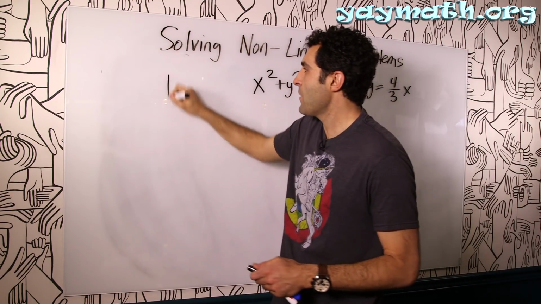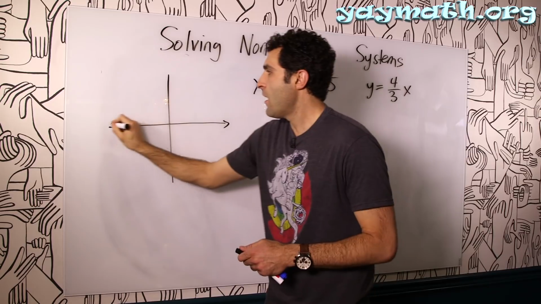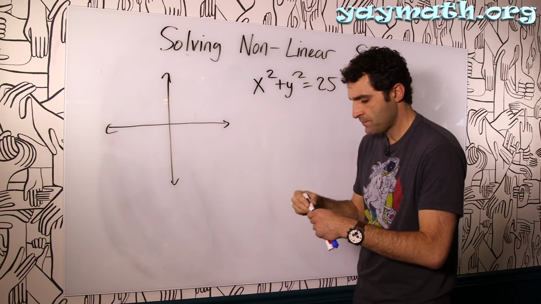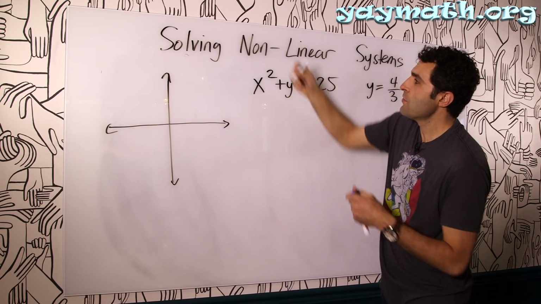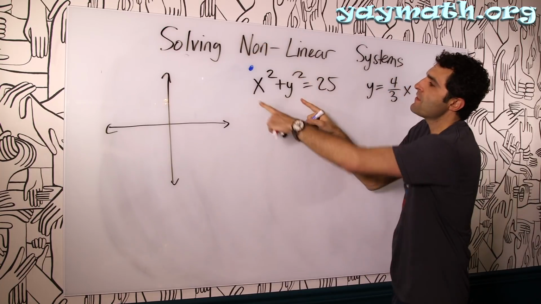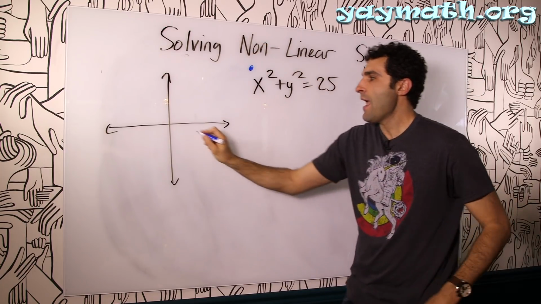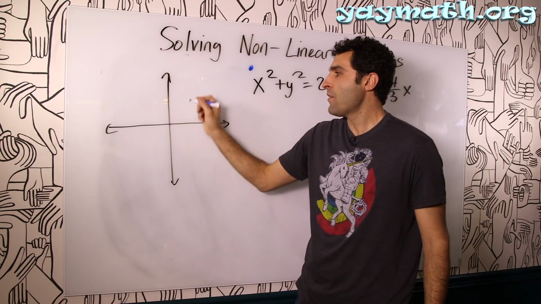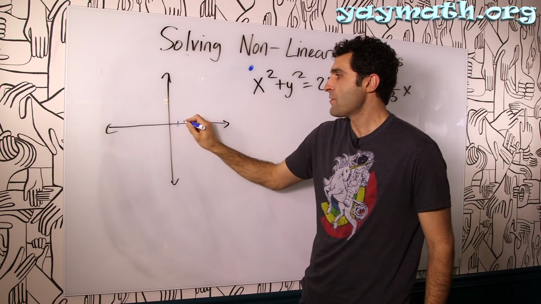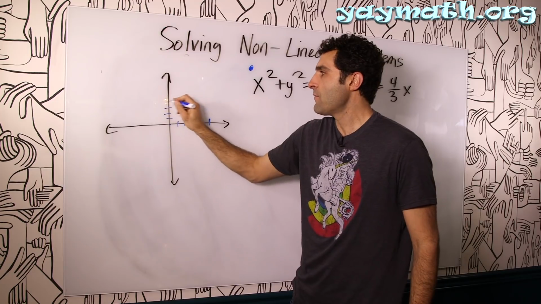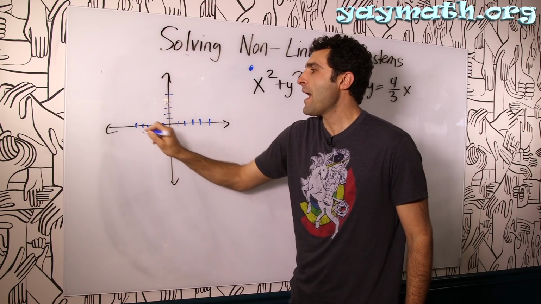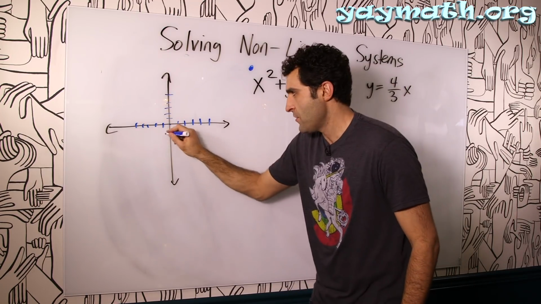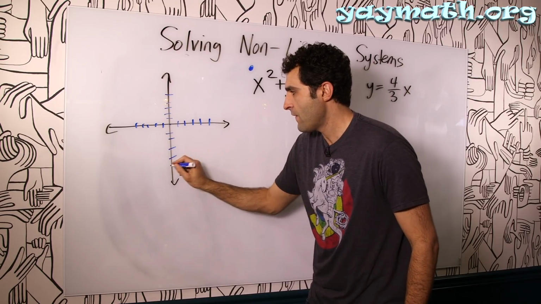All right, so here we have this graph. We'll start with the circle in blue. We have the center at 0, 0, and we have a radius of 5, the square root of 25. So we go up, down, left, right, 5 from here. 1, 2, 3, 4, 5, in each direction.